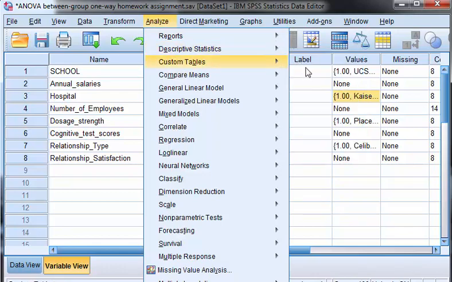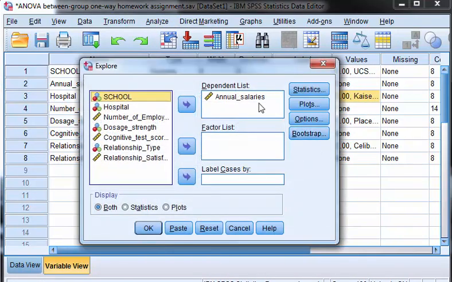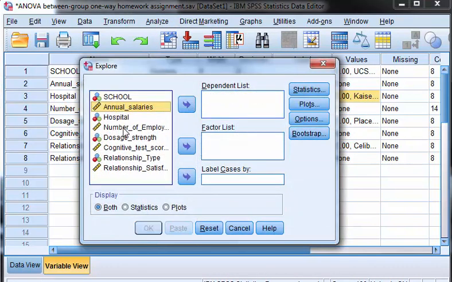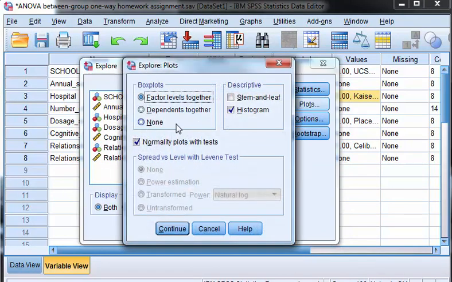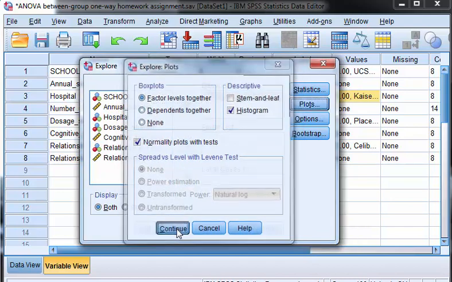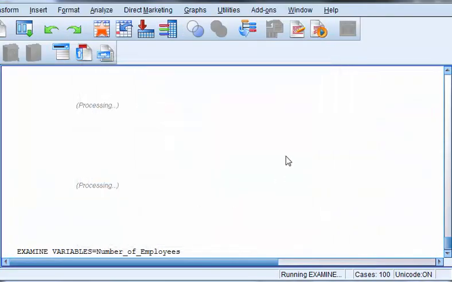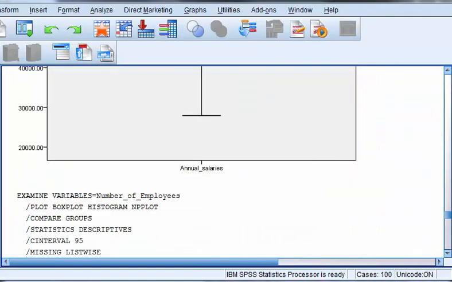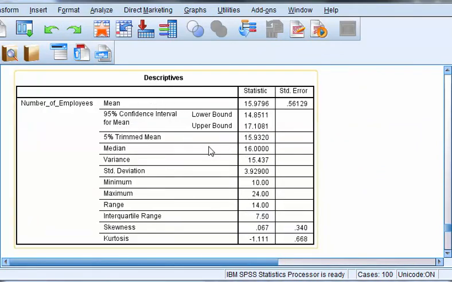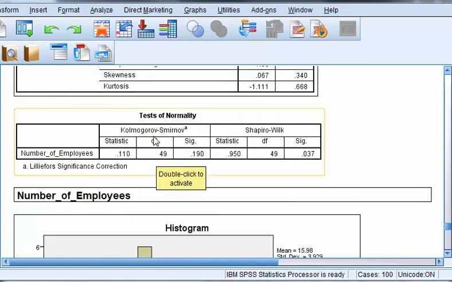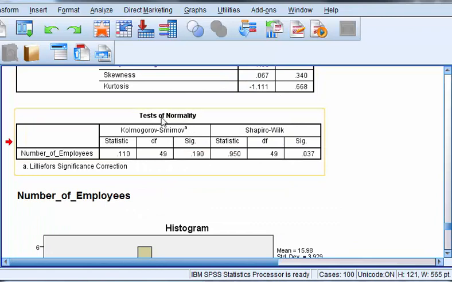Analyze, descriptives, explore. Out with annual, in with number of employees. And everything should be pre-selected if you clicked them before and you didn't reset it. Okay, here's our output. This is all your descriptive statistics, your means, your medians, your standard deviations, etc. There's our normality test. According to the Kolmogorov-Smirnov test, it did not, but according to the Shapiro-Wilk, it did.